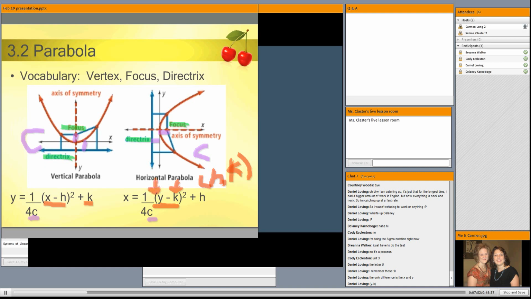So if you have an up and down parabola, it's X minus H squared. Sideways, I know. And if it's a sideways parabola or horizontal parabola, it's going to be Y minus K. The Y part of the vertex stays with the Y variable. The X part of the vertex stays with the X variable. Does that make sense? You see the difference?